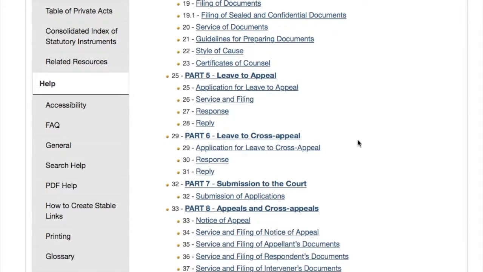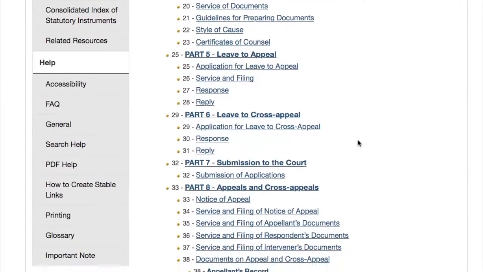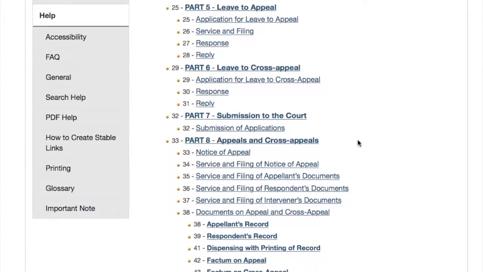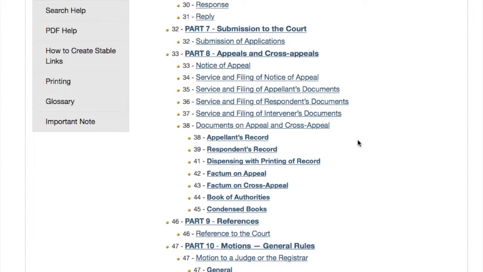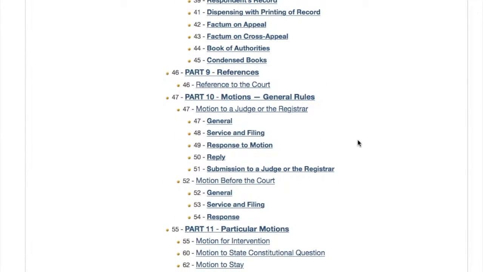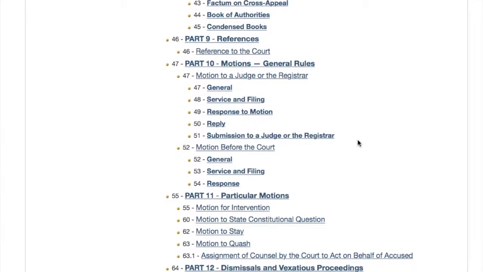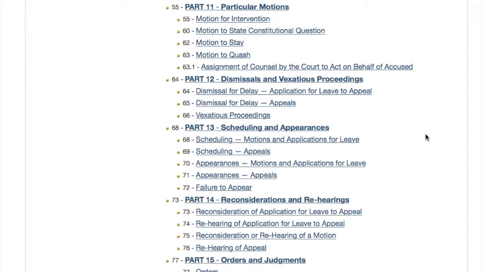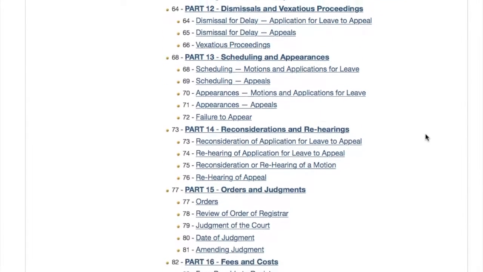Application for leave to appeal, I am going to probably do a whole separate video on this. But essentially, most files that go to the Supreme Court of Canada have to go through a process of applying for permission to appeal.